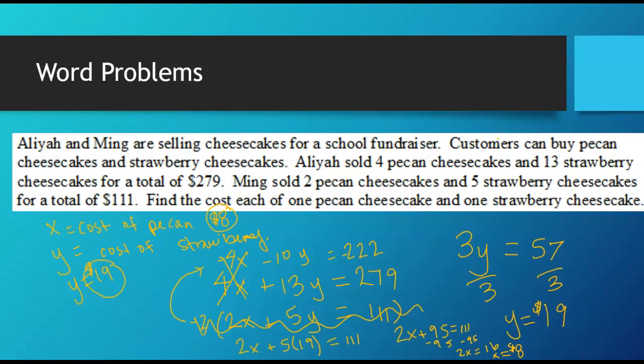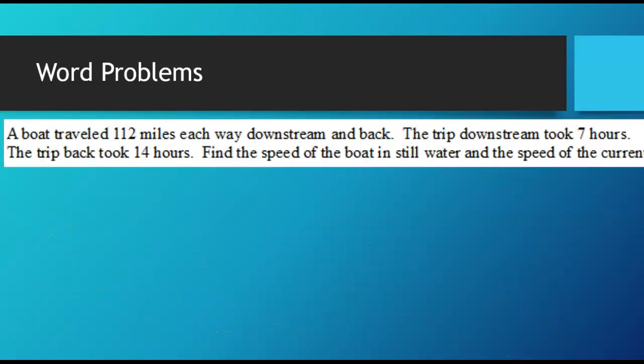All right, one more word problem. A boat traveled 112 miles each way, downstream and back. So the distance doesn't change, right? They're going back, downstream and back. Each way was 112 miles. The trip downstream took 7 hours, but the trip back upstream took 14 hours. Find the speed of the boat in still water and the speed of the current.